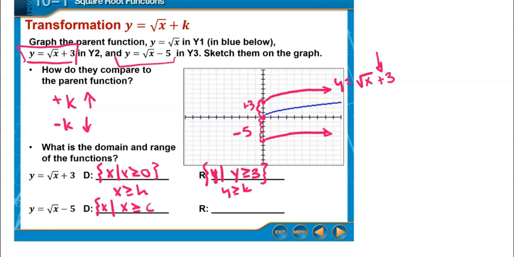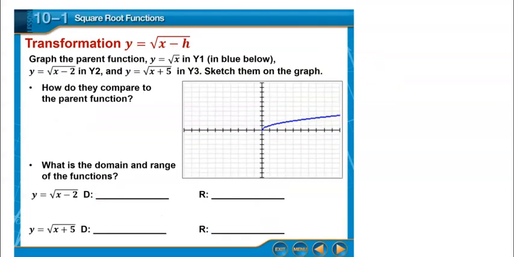Sorry. The range is y such that y is greater than or equal to negative 5. So we're messing with the k right now. All right, go to your calculator, and I want you to put these functions in. Do this again, and look and see if you can figure out what the h does. So the h is underneath the square root sign, though. So pause the video and try this and compare it.